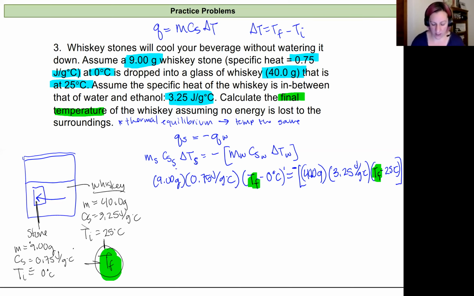Okay, and then the goal is to isolate the final temperature and calculate it. So to do that, what I'm going to do is multiply out the mass and the specific heat and then distribute that into my parentheses that captures the information about my change in temperature. And so I'm going to go ahead and multiply that and distribute it out. So it'll be 9 times 0.75 times TF minus 9 times 0.75 times 0. I'm going to pause and write that all out and then continue on.